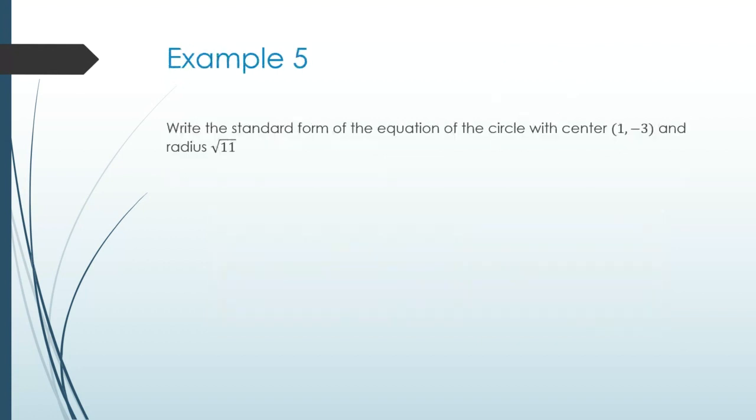So we're going to use that equation. I'm going to rewrite the equation: x minus h squared plus y minus k squared equals r squared. And we're going to write the standard form of the equation of a circle with center 1 comma negative 3 and radius square root of 11.